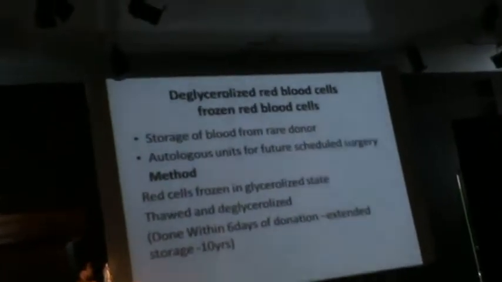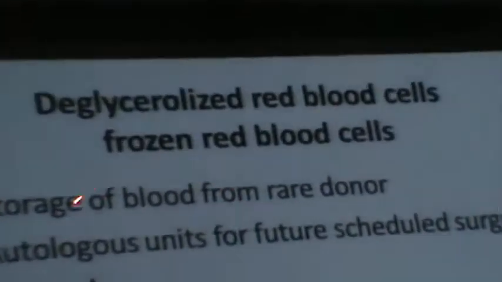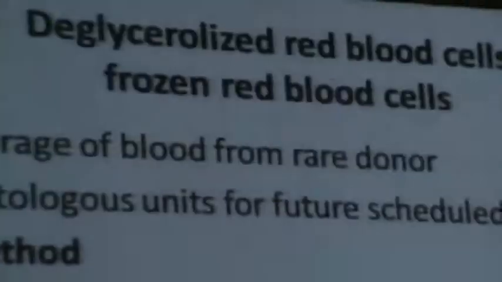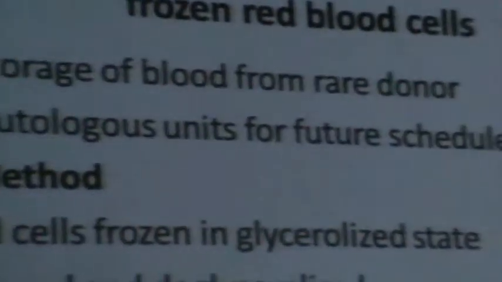The indications are already dealt with. Red cells are frozen, thawed, deglycerinized. This has to be done within 6 days. Only with this extended storage, up to 10 years, can we store these precious red cells for rare blood groups or whatever.